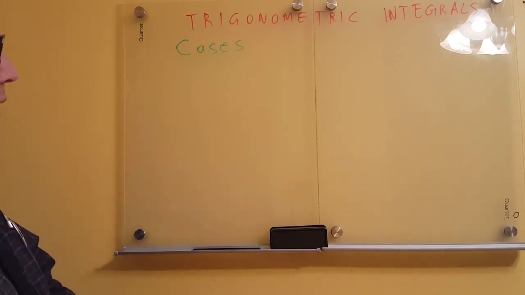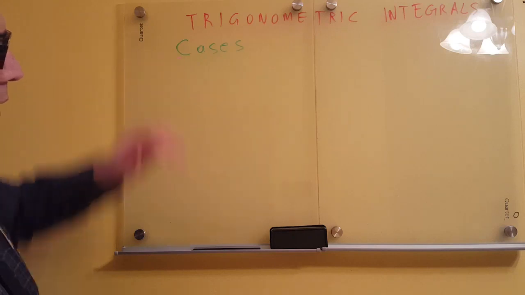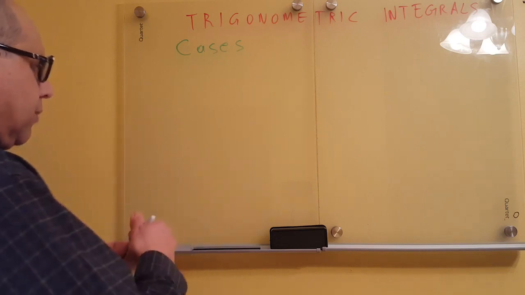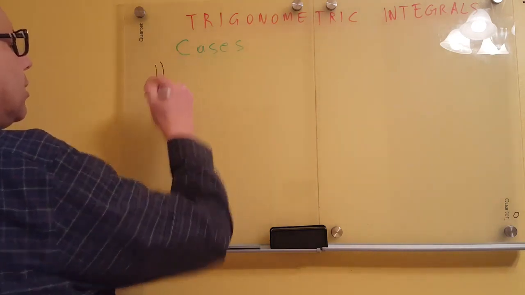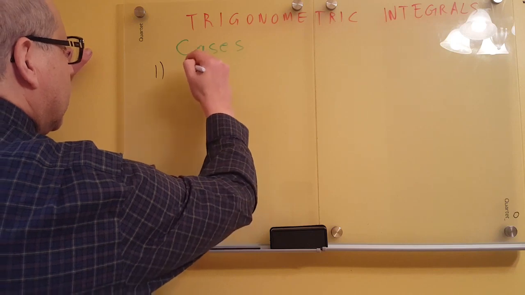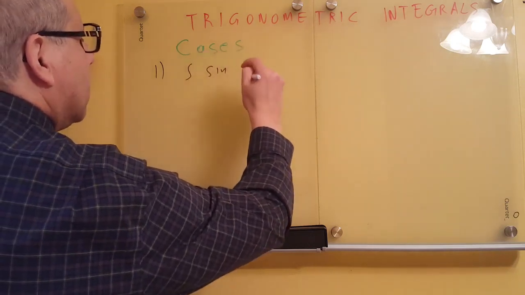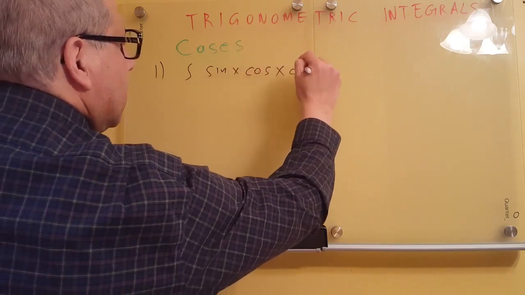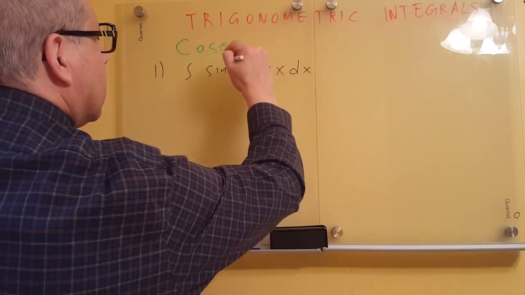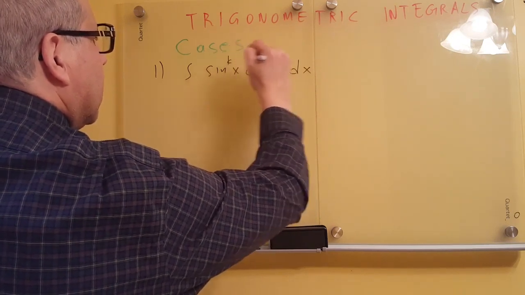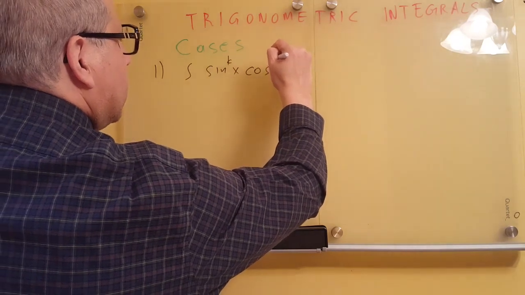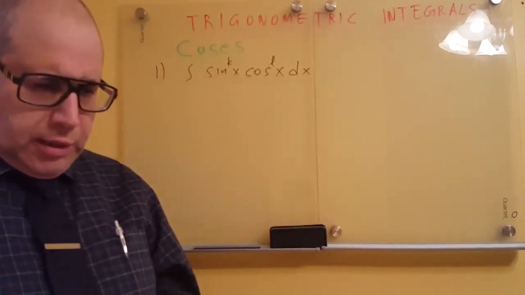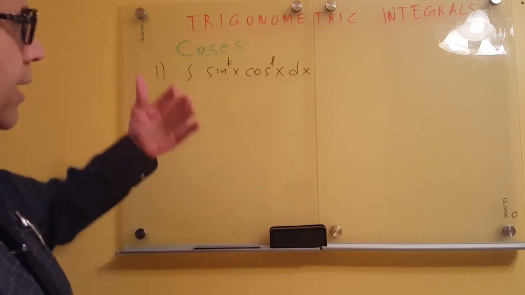And actually, here we have some cases. Let's say the first case will be the integral of sine x to the power of k times cos x to the power of L, dx. That's the one category of integrals that I will show you how to find.